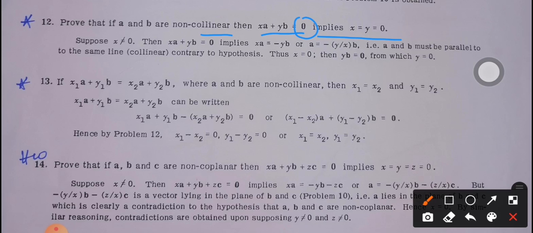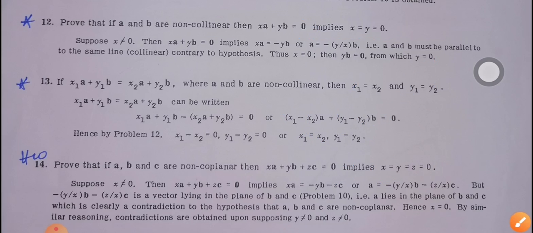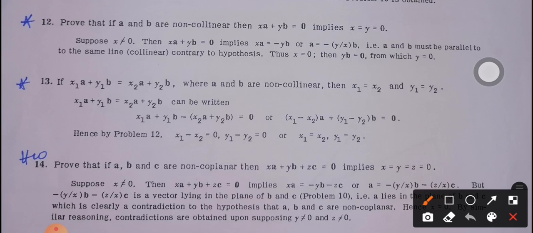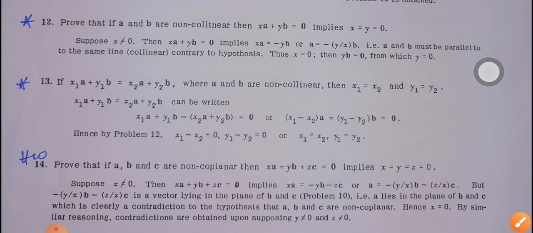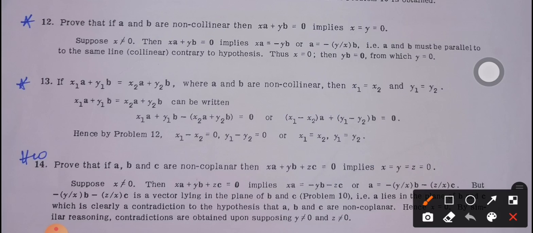If you want to write it on your own, write xa cap plus yb cap is equal to the 0 vector. You have to put the sign of vector over here, otherwise it will be a false statement, because the addition of two vectors cannot be a scalar, so it must be a vector. Now we are given that a and b are non-collinear, and we have to show that x and y must be equal to 0. We will solve it by contradiction, so we suppose that x is not equal to 0. We are taking the contrary supposition that x is not equal to 0.